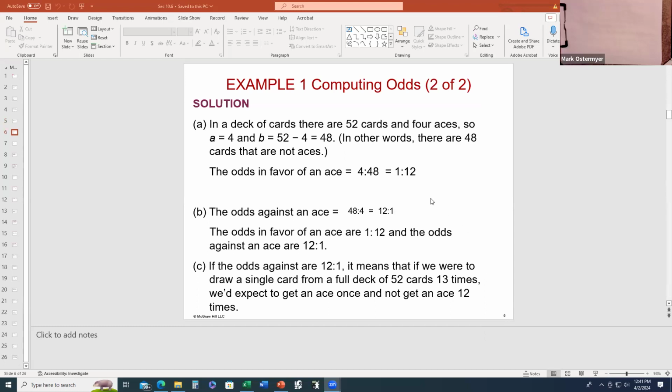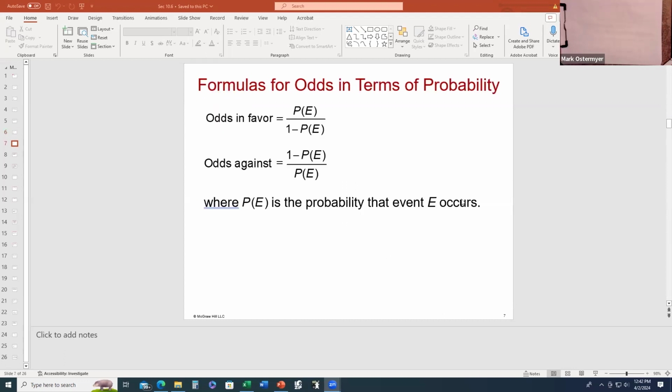So one way of thinking about the odds in favor of drawing an ace from a randomized deck is to say that if you were to draw 13 cards from the deck, you would expect one of the 13 cards to be an ace and 12 of them to not be an ace. That's how you can think of it.